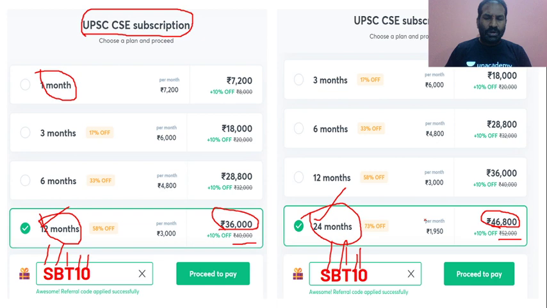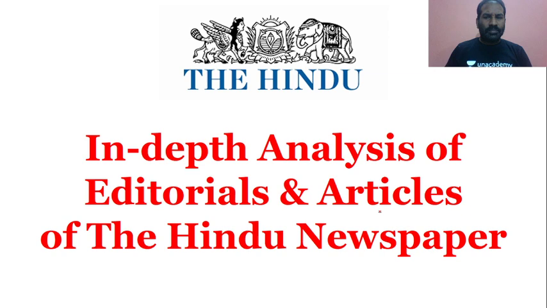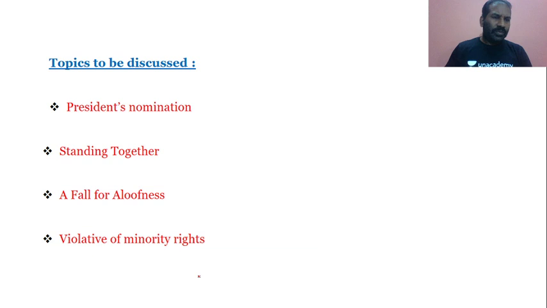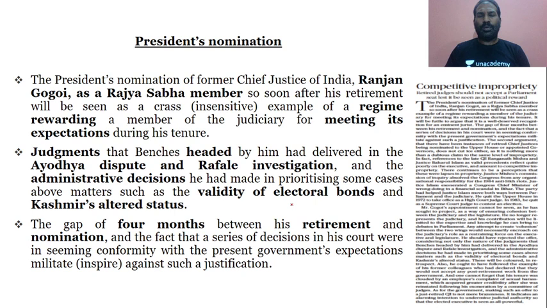And now in regards to the topic, that is the in-depth analysis of editorials and articles of today's newspaper. So prior to that, we will look at what are the topics that we would discuss today. That is President's nomination, standing together, a fall for aloofness, violative of minority rights. So first we will go ahead with the one, that is competitive impropriety.